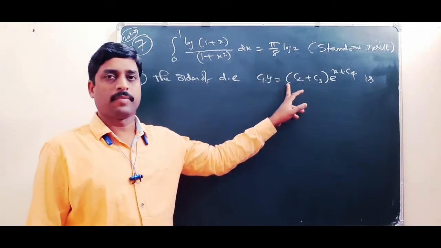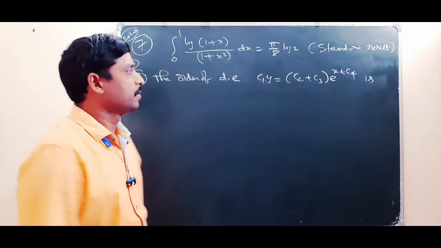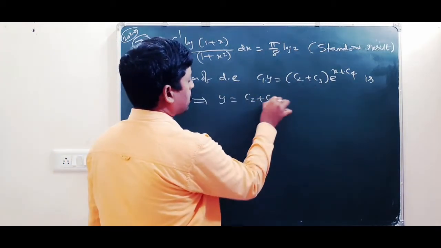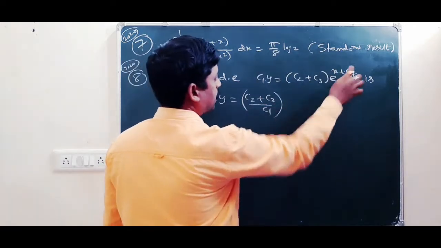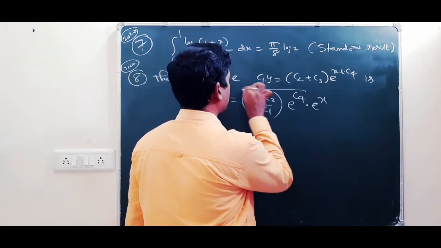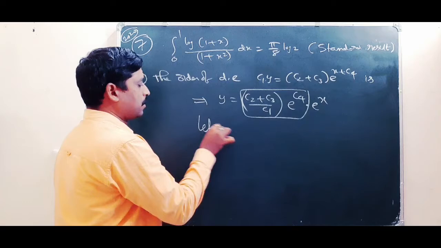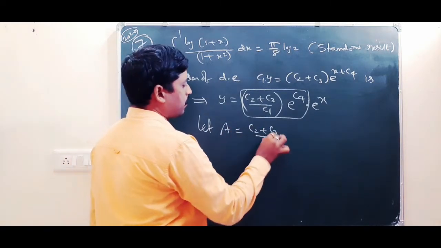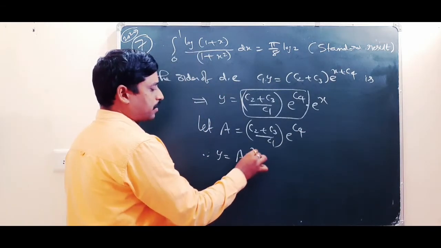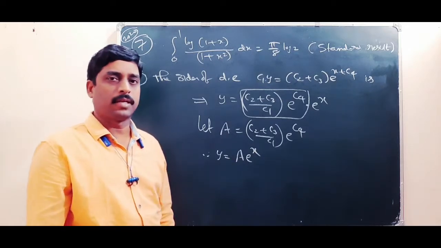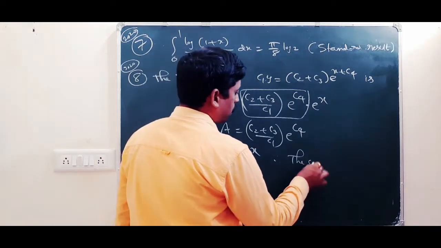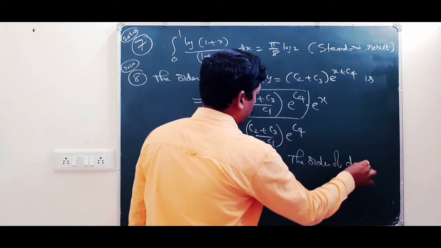The order of the differential equation, one equation is given. Okay, divide by C1 on both sides. y is equal to C2 plus C3 by C1 into e to the power x plus C4. This can be written as e to the power C4 into e to the power x. So let us take this value as a. A is equal to C2 plus C3 by C1 into e to the power C4. Therefore y is equal to a e to the power x, where a is an arbitrary constant. So how many arbitrary constants are there? One arbitrary constant is there. Therefore the order of the differential equation is 1.